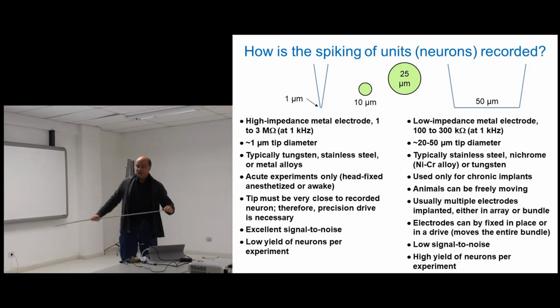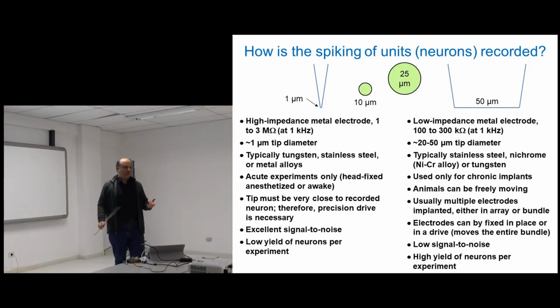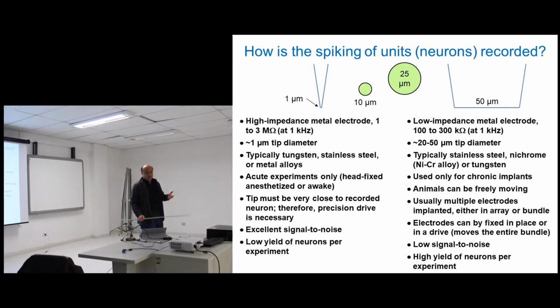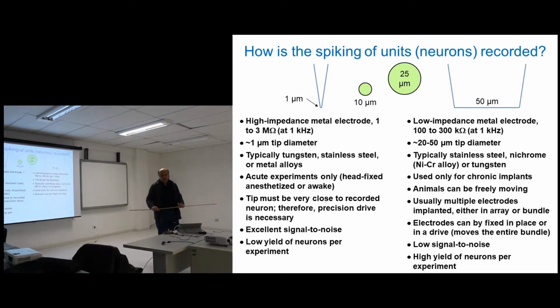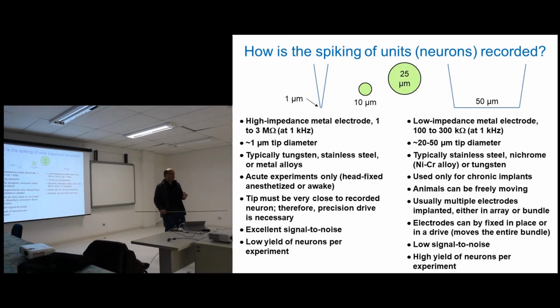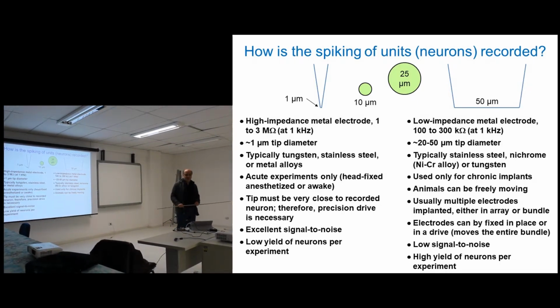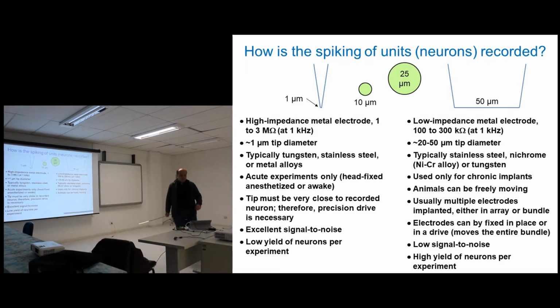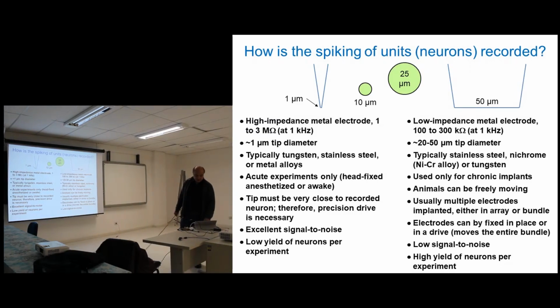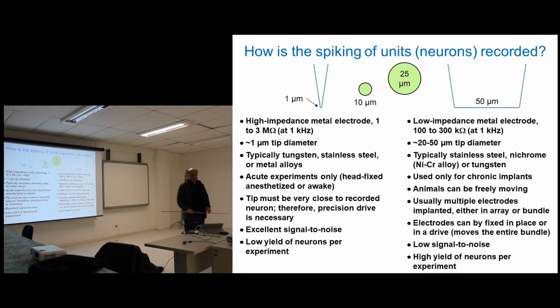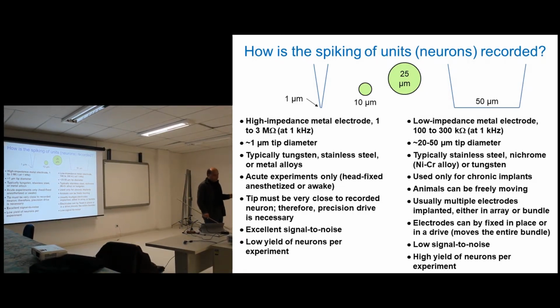So you can actually get very stable recording. Some people claim you can record for days and months. I think there are certain people who claim you can record for years at a time from the same neuron. I don't know if I believe that. But it's certainly very, very stable compared to these high impedance sharp electrodes. As I said, usually multiple electrodes. I already described that. And this has low signal to noise.